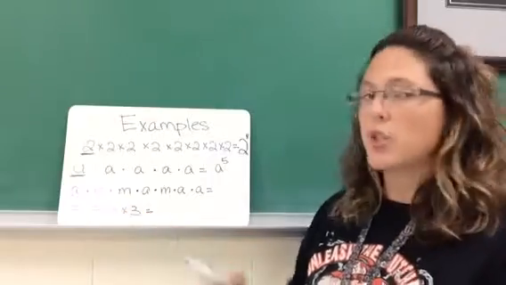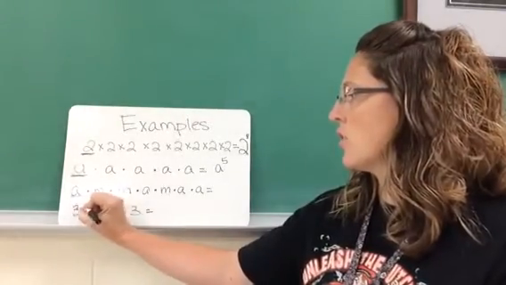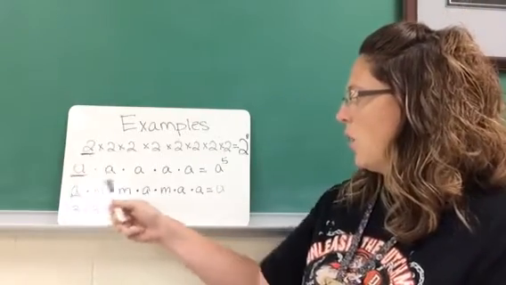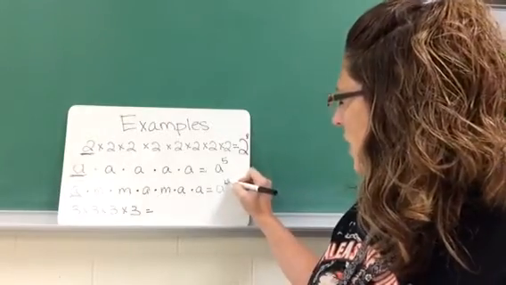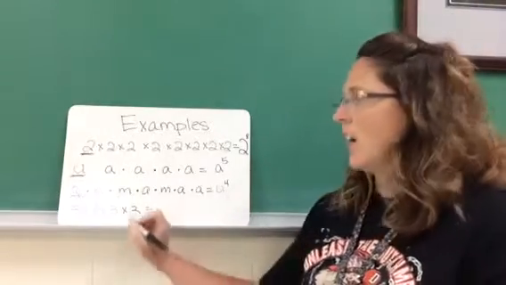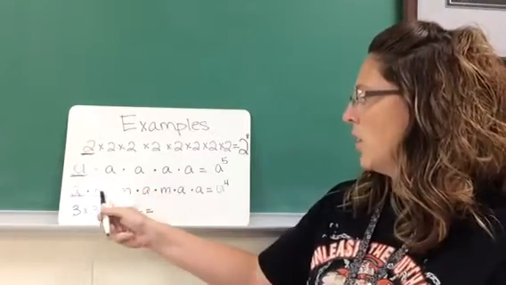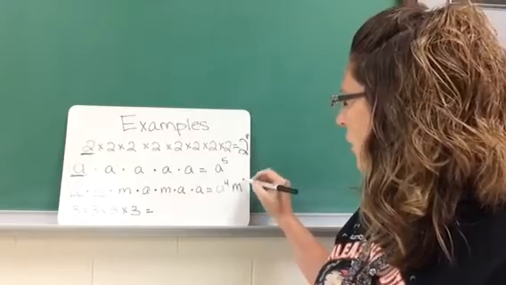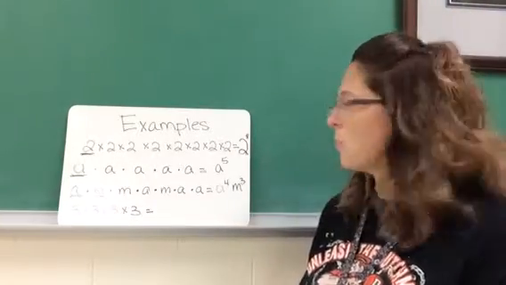On this one, we have 2 different letters, but you can still do the same thing. So we start first with A, is our first base, and we have 1, 2, 3, 4. So it's A to the 4th power. And then we can count our second letter, M. 1, 2, 3. So it's A to the 4th power, M to the 3rd, or M cubed.